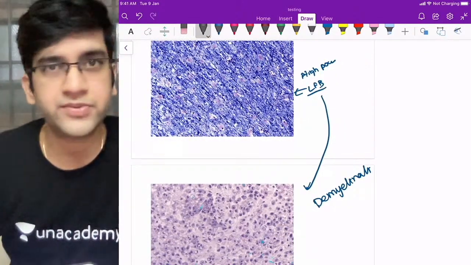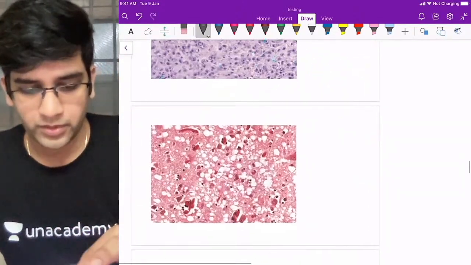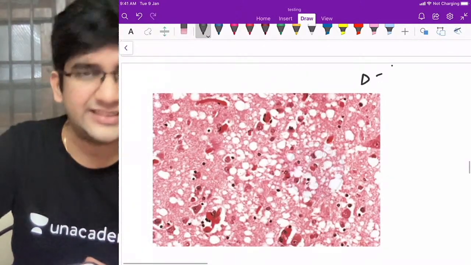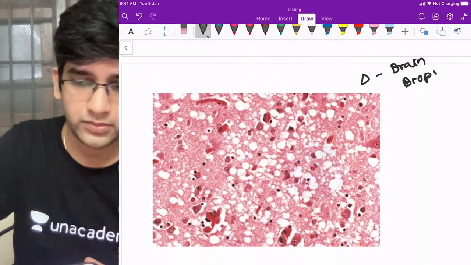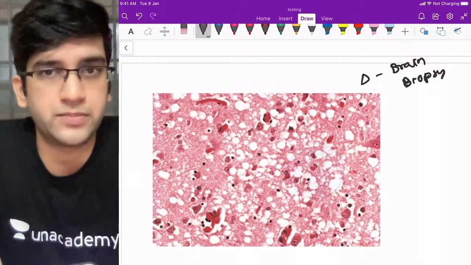Just for the stain remembrance, this might be required for us, okay? Diagnosis, this is a spotter. I'll just tell you it's a brain biopsy, that's it. You should be able to pick this up. Spotter for brain biopsy.